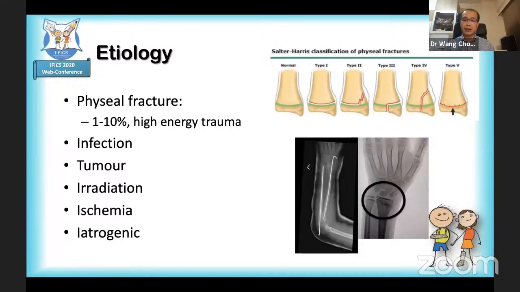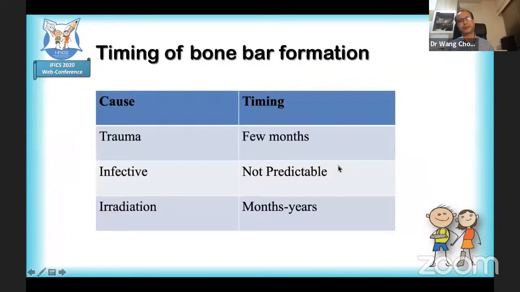And it can follow any type of Sauter-Harris physeal fracture. It's more commonly seen in lower limb physeal fractures, in particular around the knee and distal tibia, because of their association with high energy trauma. The other causes of a physeal bar also include infections, tumor, irradiation, ischemia, and it can also be iatrogenic, with implants or smooth pins or wire screws passing through the physis during fracture fixation.